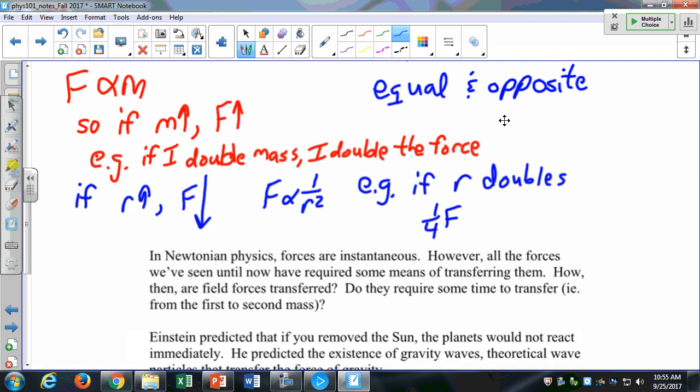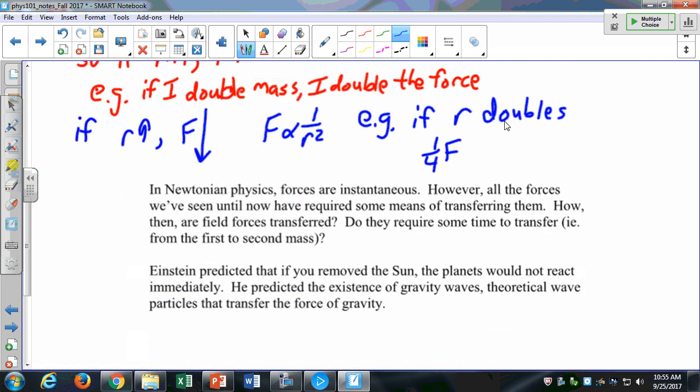So in Newtonian physics, forces are instantaneous. However, all the forces we've had have had some means of transferring them. In particular, we're talking about contact forces, right? Like when Nelson Zamora whacks you in the face, the contact is between his fist and your face. It's a contact force. That is the types of forces that we've been talking about. But field forces, on the other hand, are transferred in some other way that we don't fully understand. We're beginning to understand it, but they are transferred in some other way.